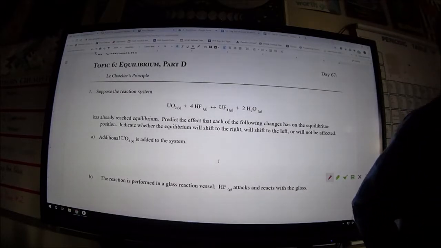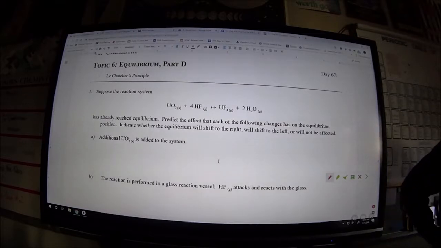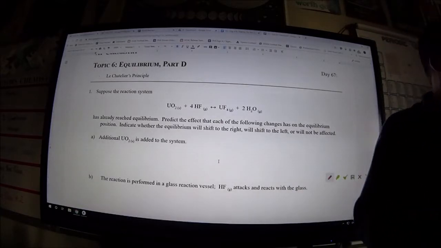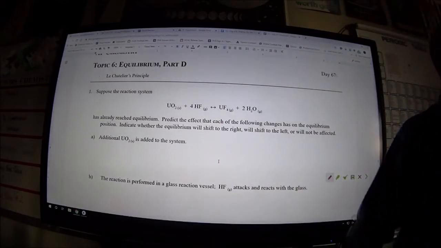Yes, Harrison. Whenever something shifts to the left or right, is that just a temporary thing, and it'll get back to equilibrium as soon as possible? Excellent. That's exactly what it is. It's temporary to get back to equilibrium.